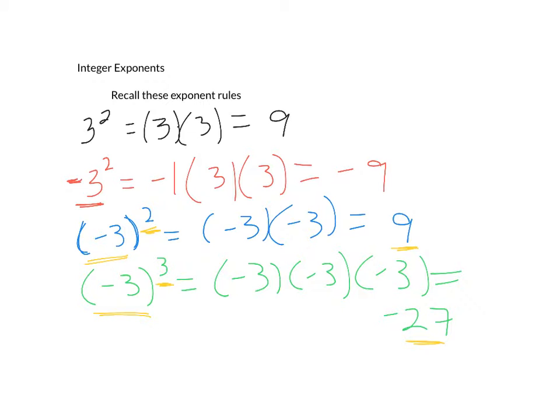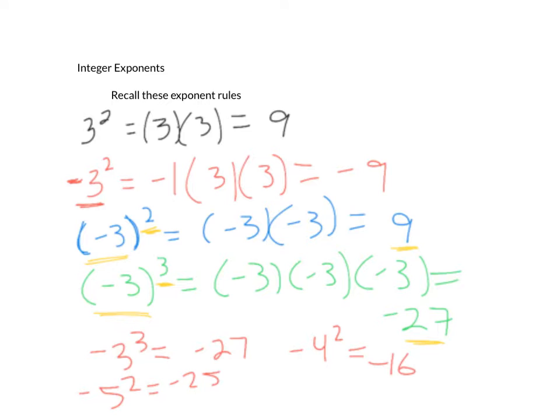However, when it's just negative 3 squared, like the example in red, your answer will always be negative. So if you had negative 3 cubed, it's negative 27. Negative 5 squared is negative 25. Negative 4 squared is negative 16. So just keep this in mind as we're moving forward with our unit on integer exponents.